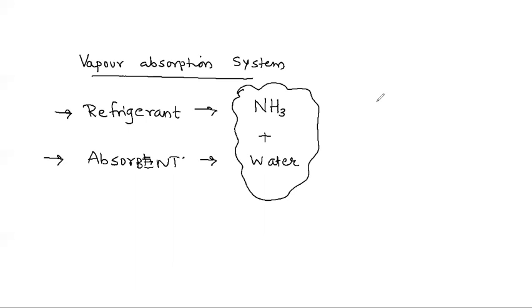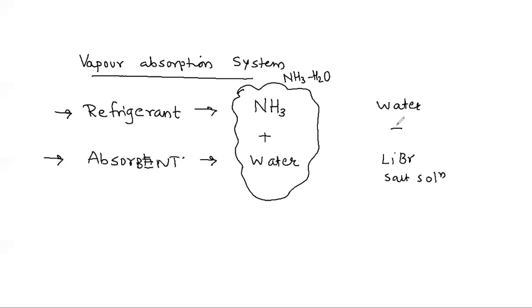Another equally important vapor absorption system is water lithium bromide. So water is the refrigerant. Mind well, water is the refrigerant here. So in the ammonia water system, ammonia is the refrigerant and water is the absorbent. In the LiBr system, lithium bromide salt solution is the absorbent and water is the refrigerant.